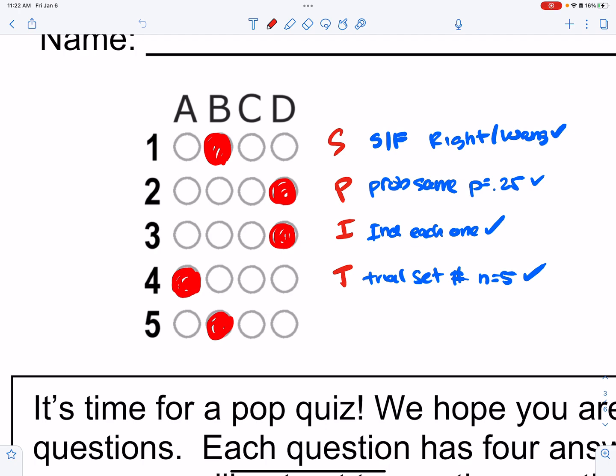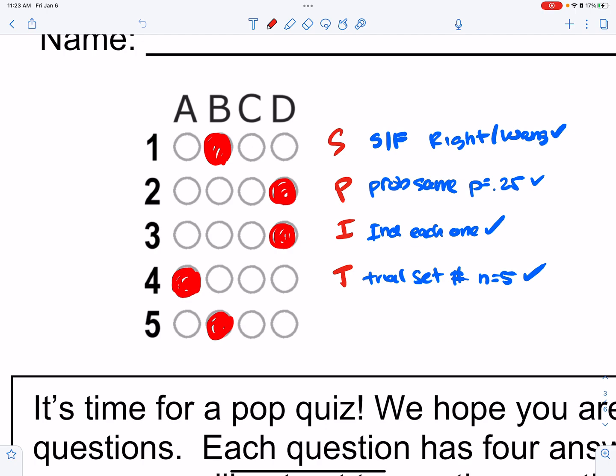But the first thing I want you to do is notice that it is binomial. I'm going to use my acronym SPIT. Now, remember what I told you is that SPIT means nothing to statistics. It's just a silly acronym that I made up because I want you to remember that it's going with the binomial.